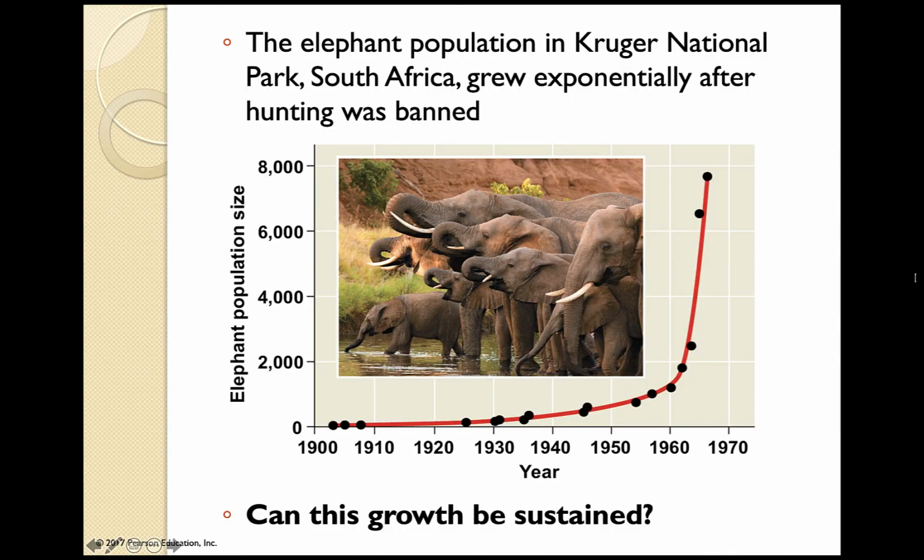So here's an example. This is the African elephants in South Africa in a national park. And originally the population of elephants was extremely low. And after hunting was banned inside of this national park, those elephants no longer had that pressure on them. And so what started out as a really small population of elephants in about 1905 here has exploded.